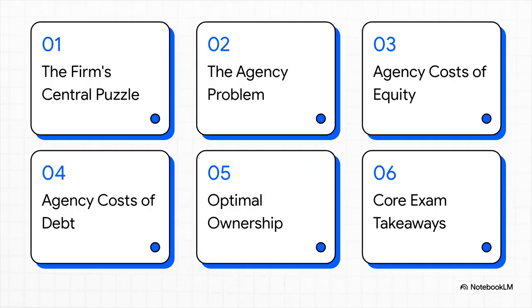Okay, so here's our game plan. We'll start with the big puzzle they're trying to solve. Then we'll get a solid definition of the agency problem. After that, we'll dive into the two big costs, one for equity, one for debt. Then we'll put it all together to see how firms find their optimal structure, and we'll finish up with the absolute must-know takeaways for your exam. Think of this as your study guide.